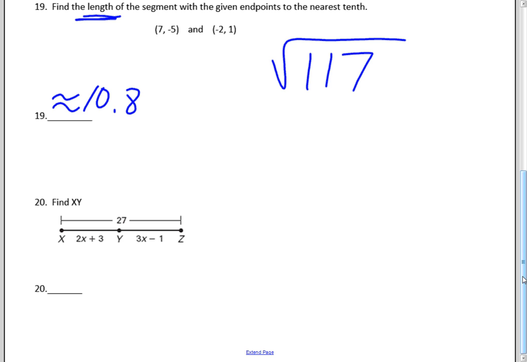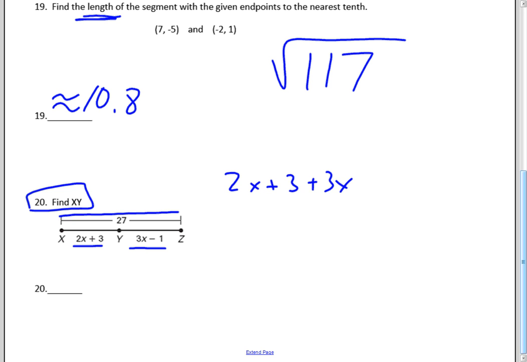Whenever you have a problem that's finding either an angle or a segment and you've got a diagram, you have two choices. Things add up to something or they're equal to each other. Do I have any indication here that these two algebraic expressions are equal? No, there's nothing there. But I do have a total distance. That turned out to be x equals 5.